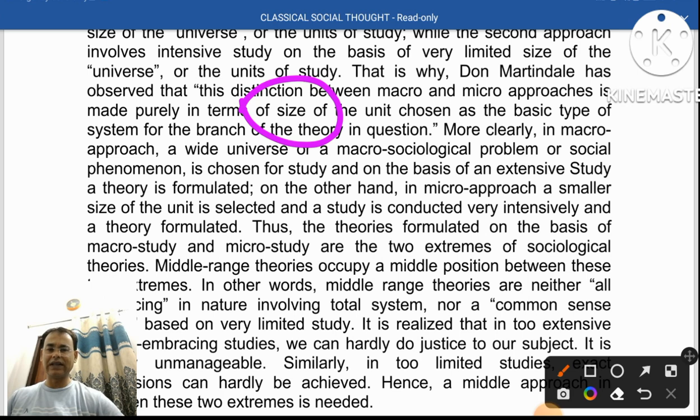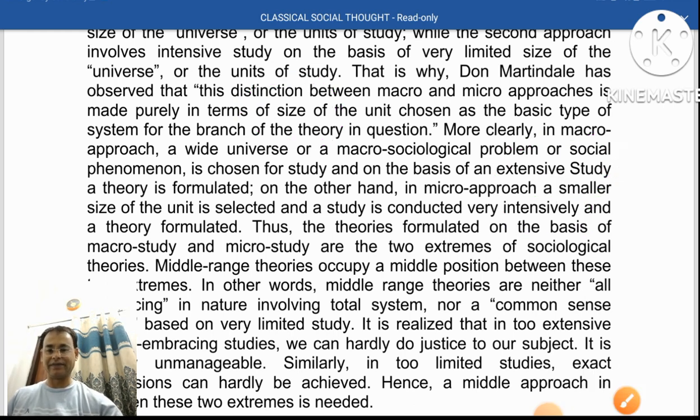More clearly, in the macro approach, a wide universe of a macro sociological problem or social phenomenon is chosen for study, and on the basis of extensive study at macro level, a theory is formulated. On the other hand, in the micro approach a smaller size of unit is selected, and the study is conducted very intensively. The theory is intensive in one and extensive in the other.